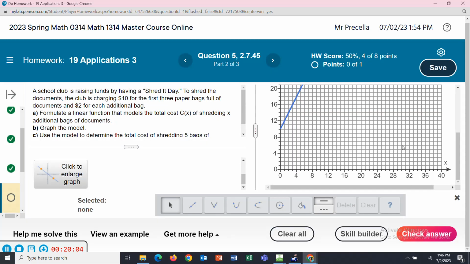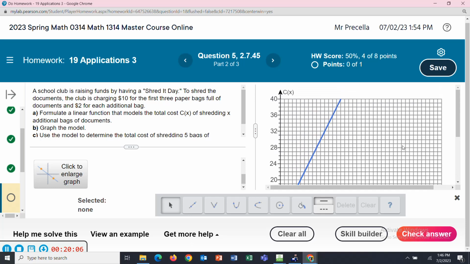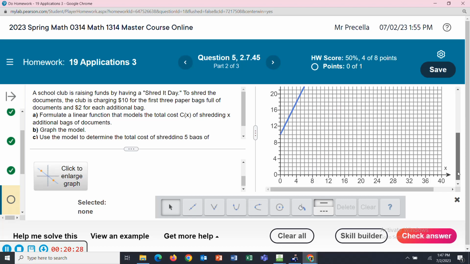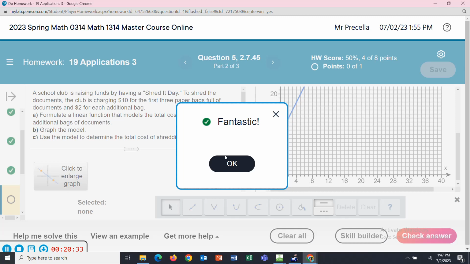So there's the graph there. Let me see. Can I make this a little smaller? Oh, no, it's not working. Okay, well, we've been working with these graphing tools, so hopefully I have the hang of it. There.